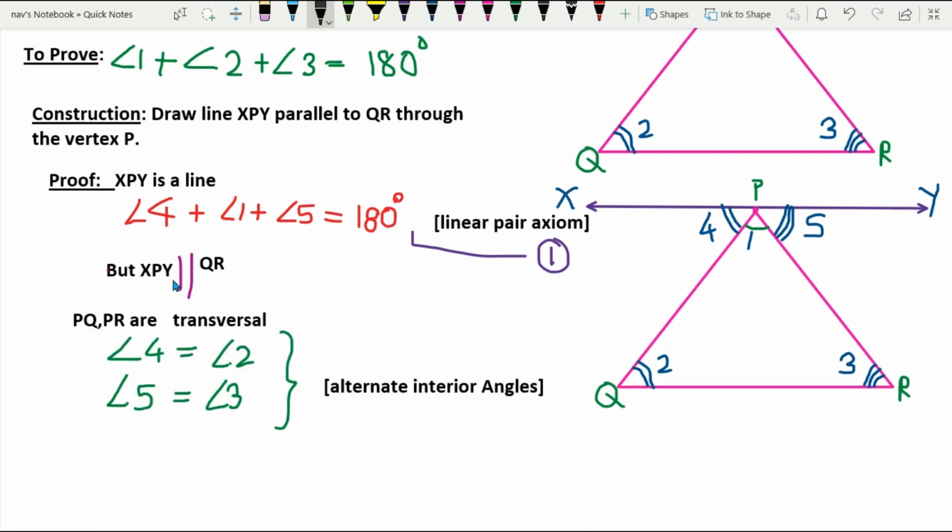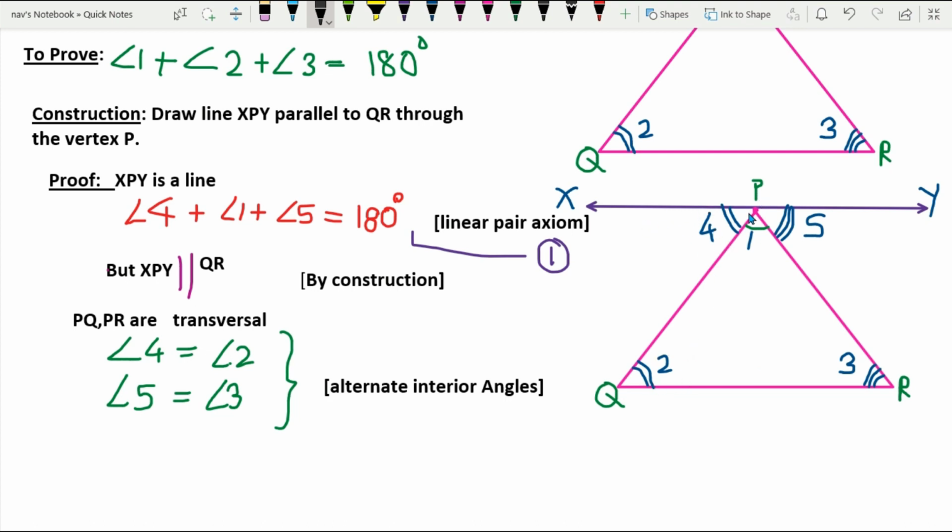But XPY is parallel to QR, right? Because from the construction, we have drawn this XPY which is parallel to QR by construction. So now we are going to use the properties of parallel lines. See the diagram, XPY is parallel to QR and PQ is the transversal. So you can see the Z shape forming here. Inside the Z shape, angle 4 and angle 2 are there.